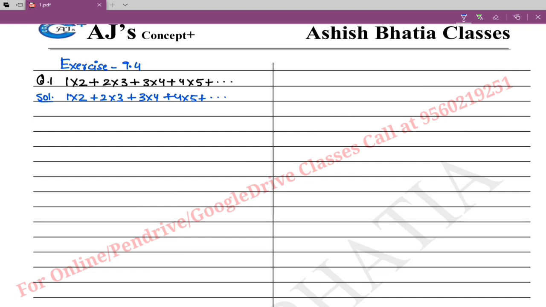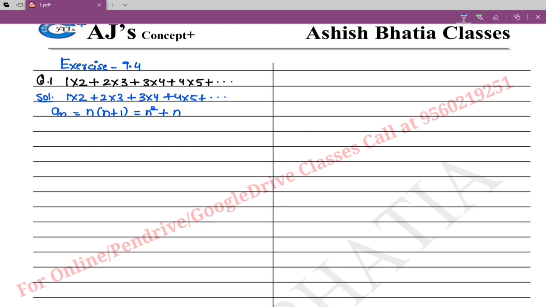What would be the 12th term? It would be 12 into 13. And in the same way, the nth term will be given by n into n plus 1. So you can decode the pattern and then find the nth term. For these types of questions, first of all we need to get the nth term. So the nth term is given by n square plus n.